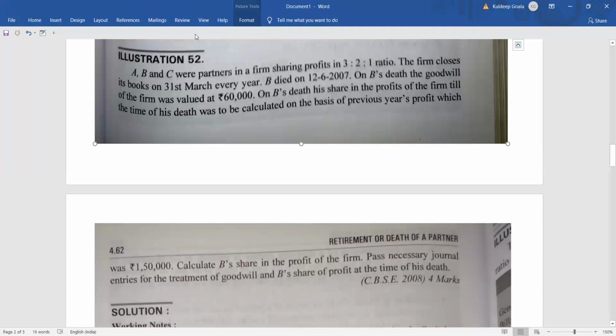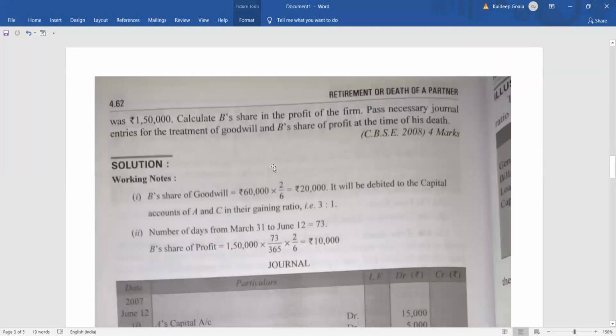And what was B's share? B's share was 2/6. Clear? So let's find out B's share of goodwill. Two things we have to find out: one is B's share of goodwill, the other one is B's share of profit. So let's find out first of all B's share of goodwill.